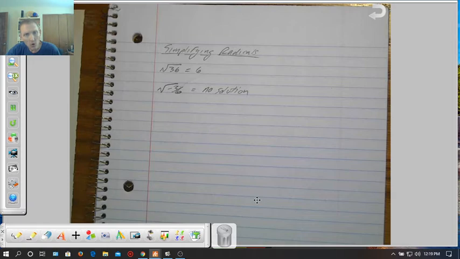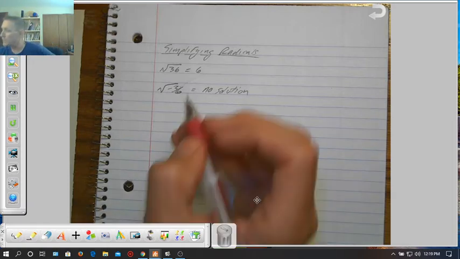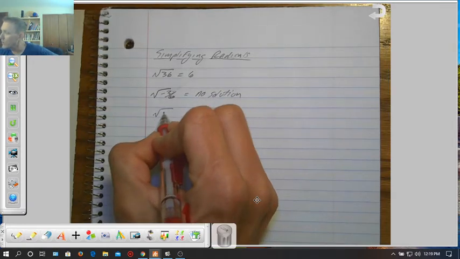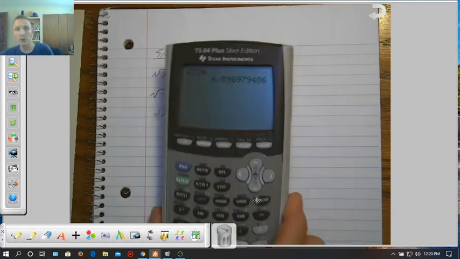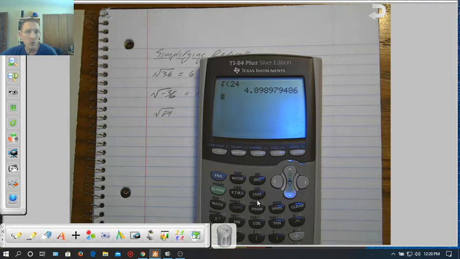Where we need to now go is we need to consider what happens if I want to take the square root of a number like 24. Square root of 24 is not a perfect square, so you can't do it. So what do you do? You use the calculator. And you'd say the square root of 24 equals, and we'll put that underneath the camera there. Square root of 24 is a decimal. It's an irrational number, 4.898979486, and that decimal just keeps on going on and on forever.